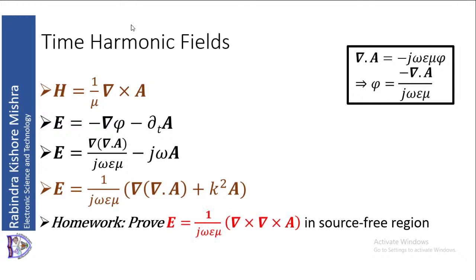From this I give you a homework. The homework is to prove E is equal to 1 by j omega epsilon mu into gradient of divergence of A plus k square A in this form. Once you know E in the above form, from that prove that E is equal to 1 by j omega epsilon mu curl of curl of A. This is a simple vector identity. Prove this as homework.